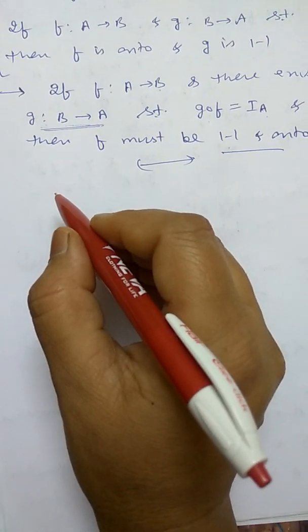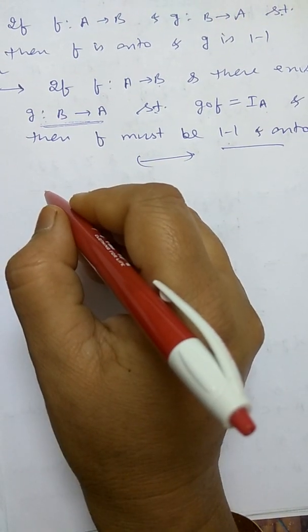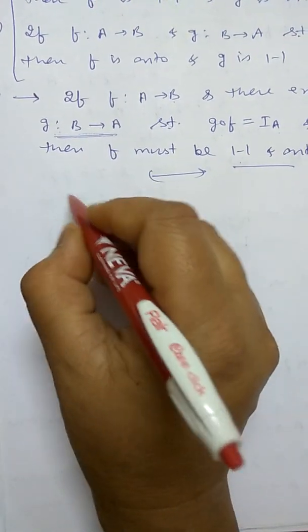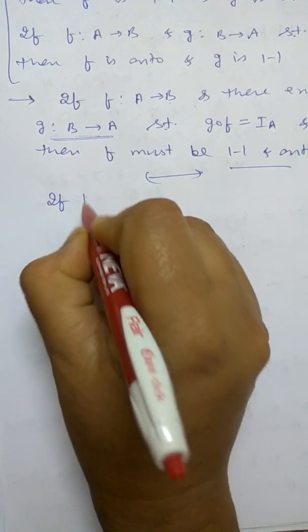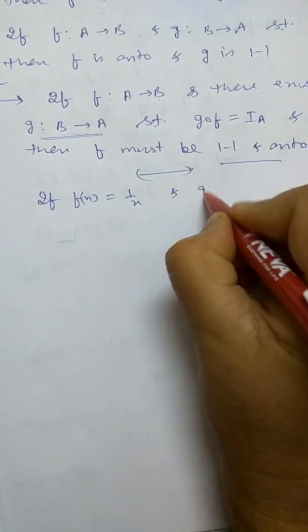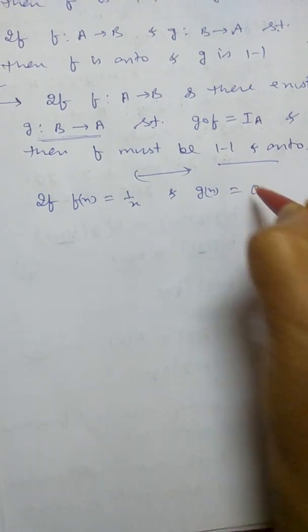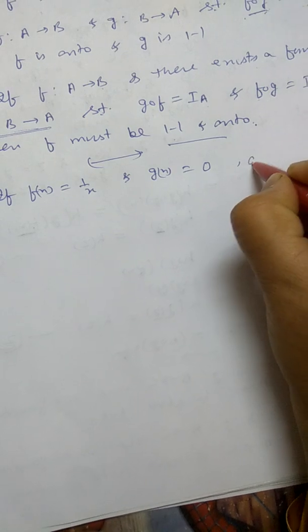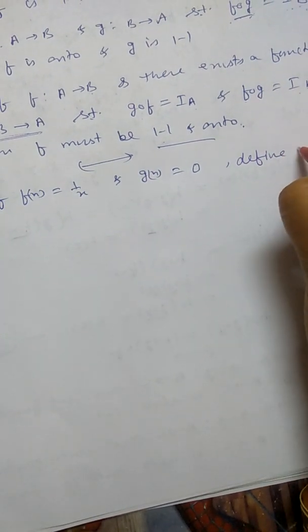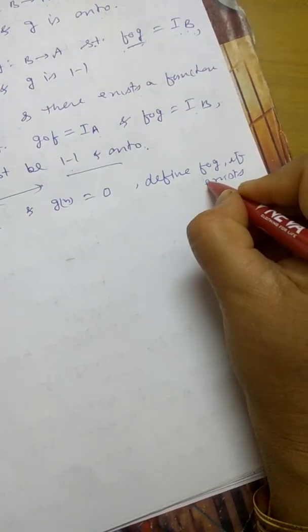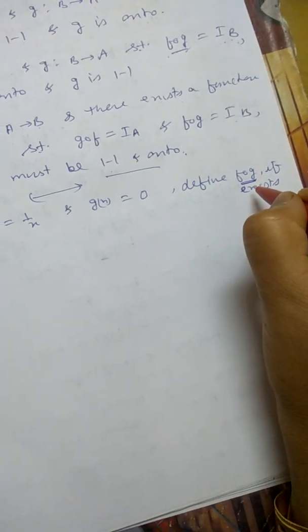Now we have to consider one example. According to the composition of real functions, if f(x) = 1/x and g(x) = 0 are two real functions, then define f∘g if it exists. If it exists, we have to define f∘g.